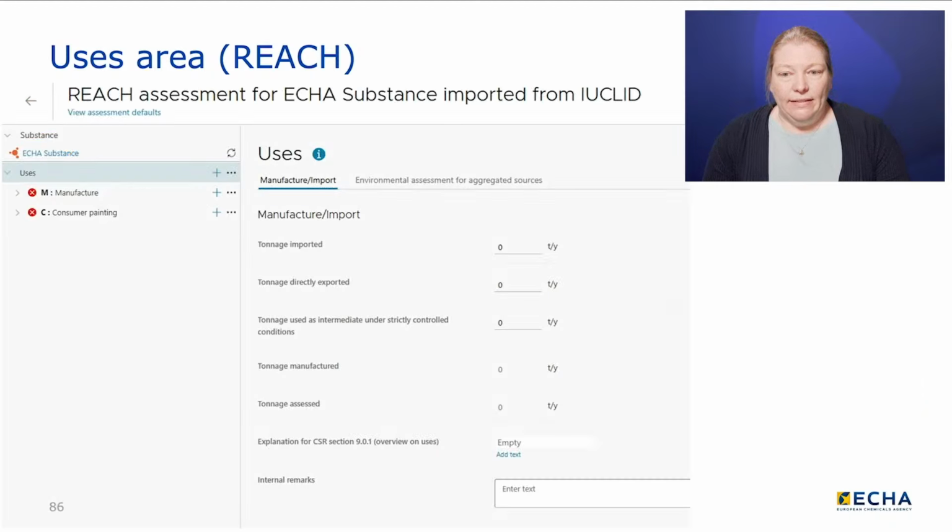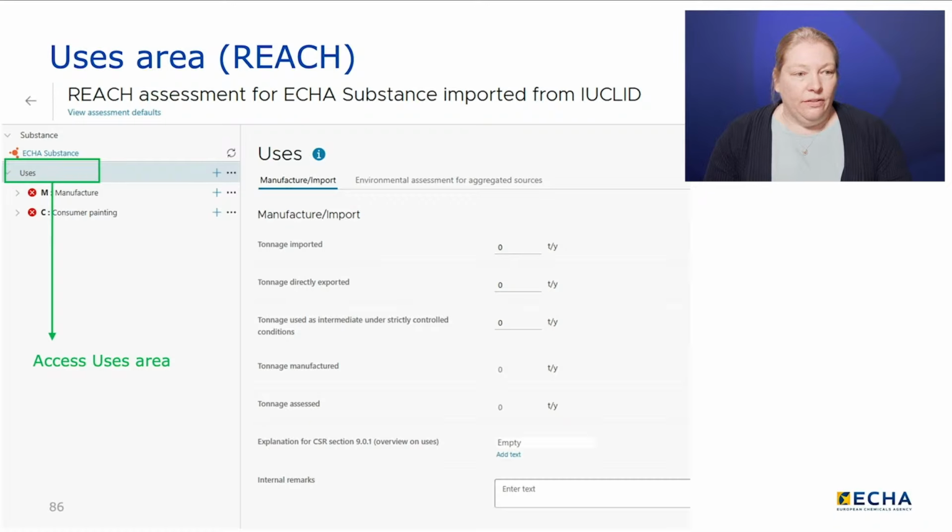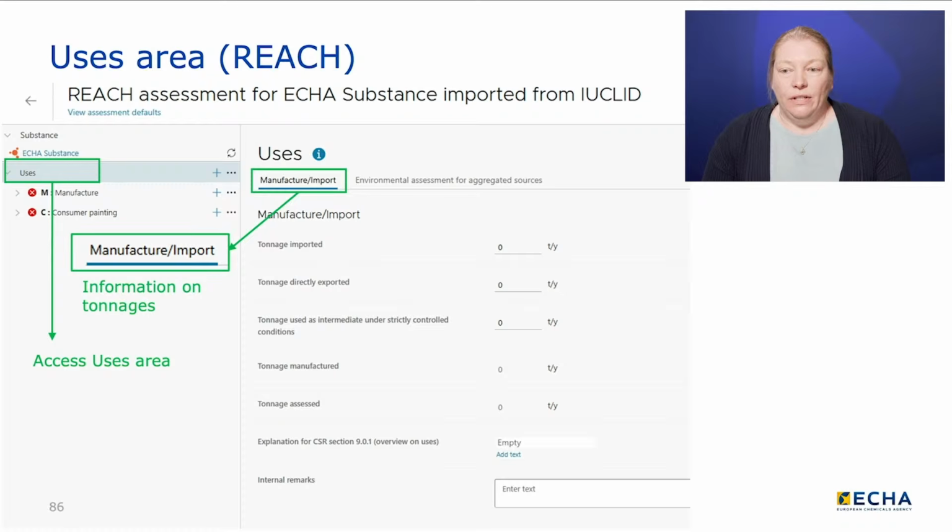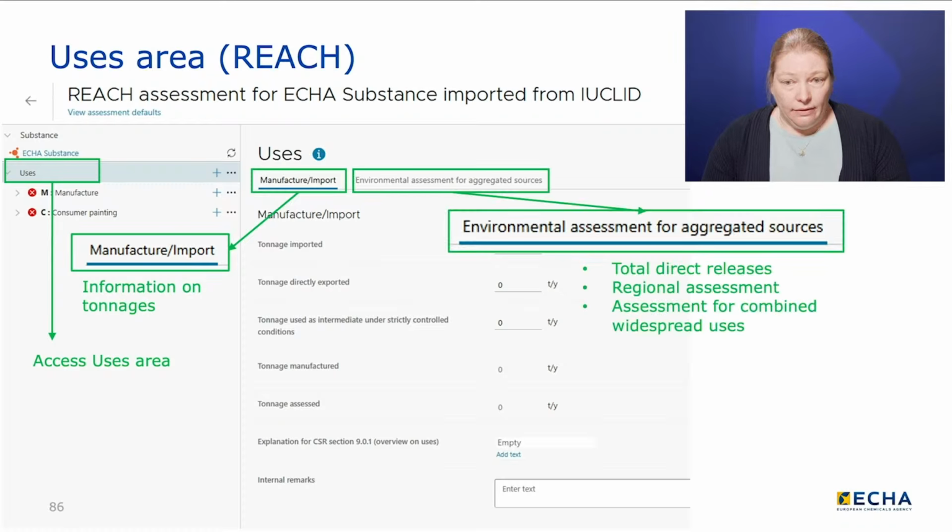So let's visualize that again. Here is how to access the uses area. And when you are there, you can see that here is a first tab with manufacture and import and a second one with the information on the environmental assessment for aggregated sources, with the components as described in the previous slide.